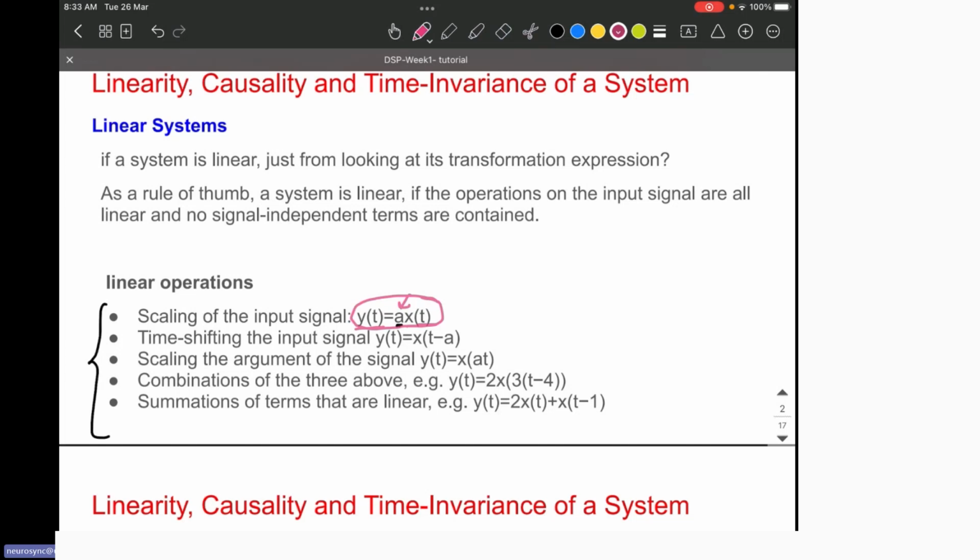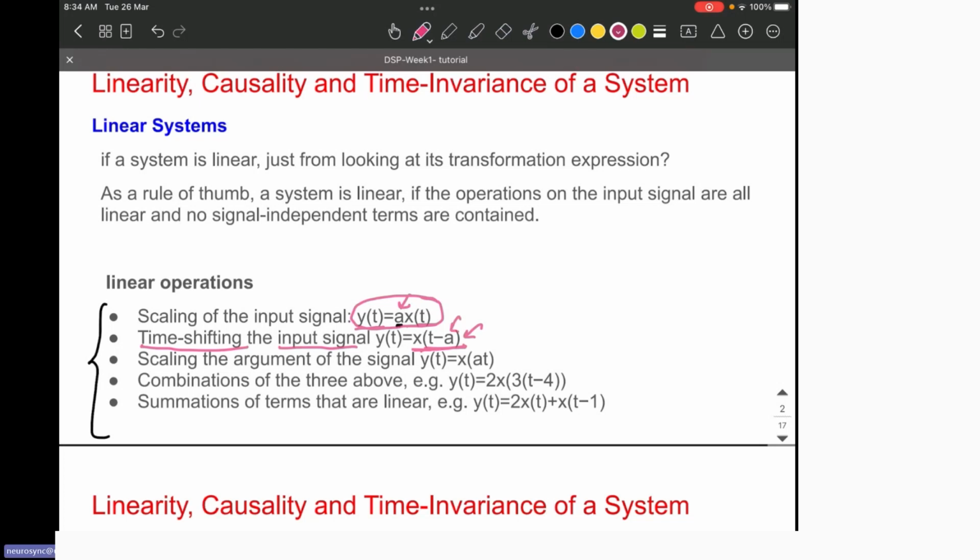Then the second operation is time shifting in the input signal. So how to represent time shifting? We can represent it like this. We have x of t as an input signal, but the time shifted input signal is represented as x of t minus a. This is the time shifted input signal, shifted by a.